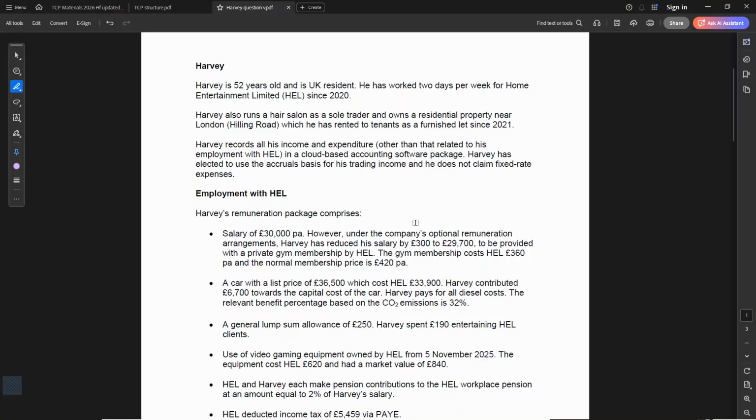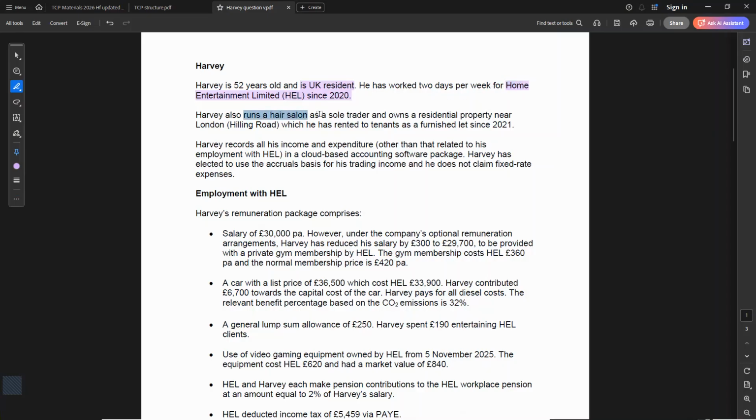So Harvey is 52 years old and is UK resident. So we've been told here that Harvey is UK resident, which we know means that he will be taxable on his worldwide income in the UK. He has worked 2 days per week for Home Entertainment Limited since 2020. This is his employment. He's employed by Home Entertainment Limited.